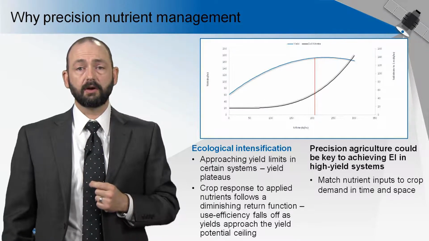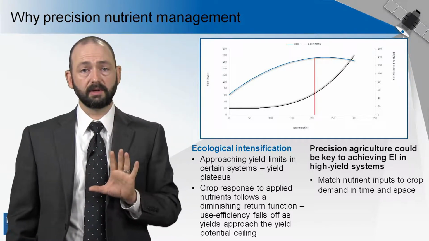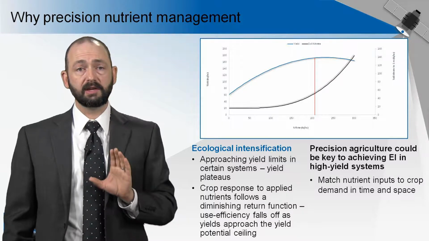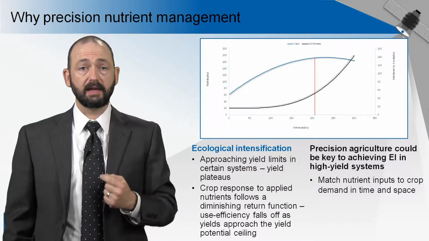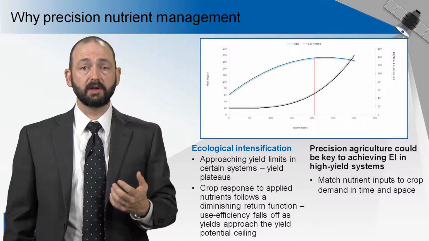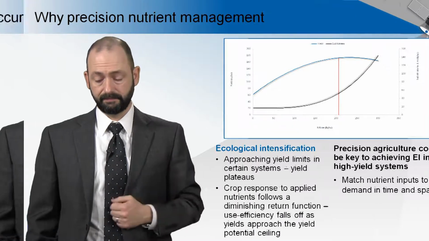And so precision agriculture could be a key to achieving ecological intensification. And ecological intensification is when we're managing our inputs most efficiently to match those nutrient inputs in time and space to crop needs to try and increase the efficiency while being at that optimum yield.